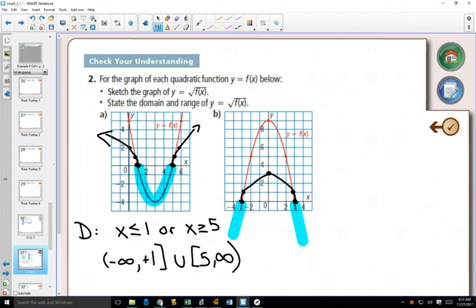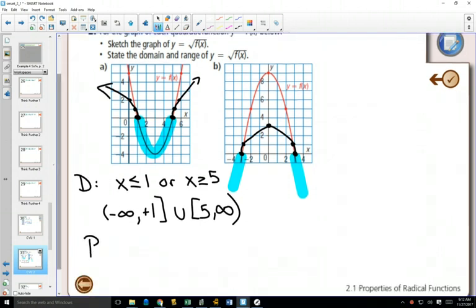For your range, you can either write it in set notation. What's our smallest y value? Is at 0, and it goes up forever. So you could say your range was y is greater than or equal to 0. Or in interval notation, you could start at 0, square bracket means that it's included, and go up to infinity.